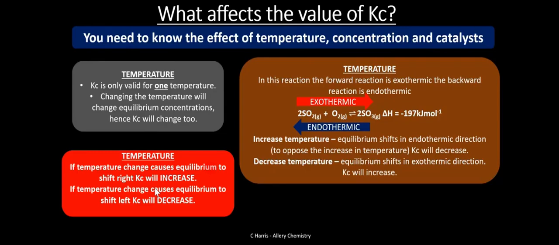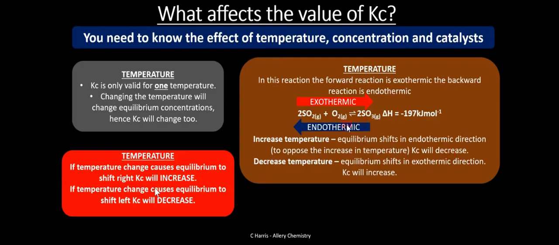Let's look at this reaction that we just looked at previously, which is the oxidation of sulfur dioxide to sulfur trioxide, which is part of the contact process. In this reaction, the forward reaction is exothermic, and the backward reaction is endothermic. We said that. So an increase in temperature here, the equilibrium will shift in the endothermic direction to oppose the increase in temperature, and this will cause what? Your Kc to decrease. Your Kc will decrease if you increase temperature.